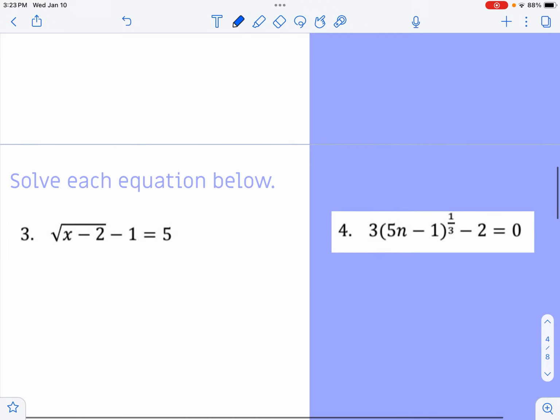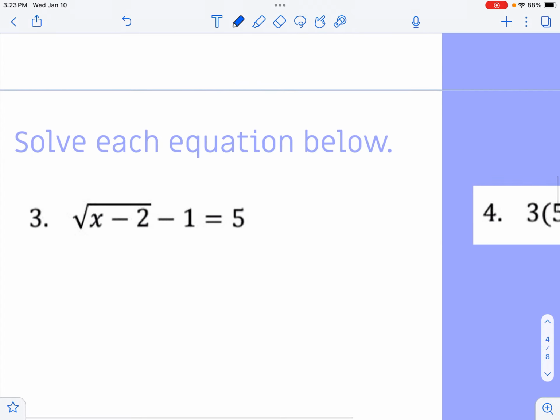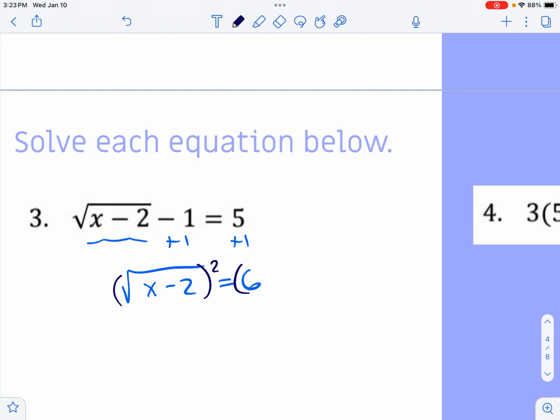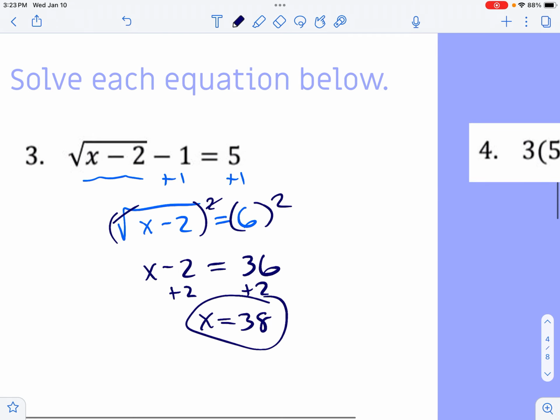So let's go right into this. Number 3, solving the square root. Get the square root by itself, isolate it. So I'd add 1 to both sides. Square root of x minus 2 equals 6. And then square both sides. To get rid of the square root, square cancels out the square root. I get x minus 2 equals 36. Add 2 to both sides, x equals 38, and that's your answer.